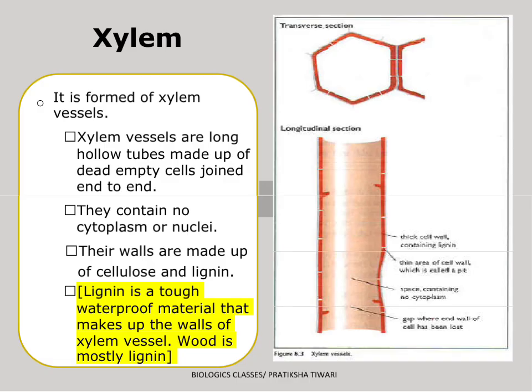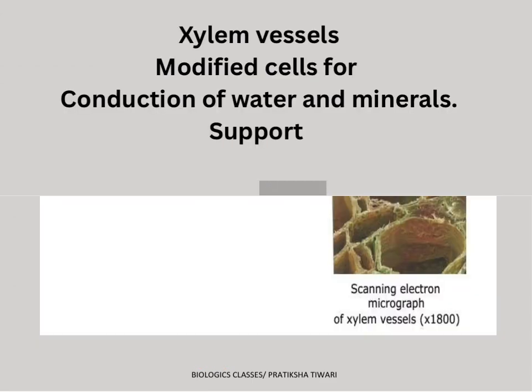Xylem. It is formed of xylem vessels. Xylem vessels are long hollow tubes made up of dead empty cells joined end to end. They contain no cytoplasm or nuclei. Their walls are made up of cellulose and lignin. Lignin is a tough waterproof material that makes up the walls of xylem vessels. Wood is mostly lignin. The xylem vessels are specialized to transport water and dissolved minerals from the root up to the other parts of the plant, and also help support the stem and strengthen it.